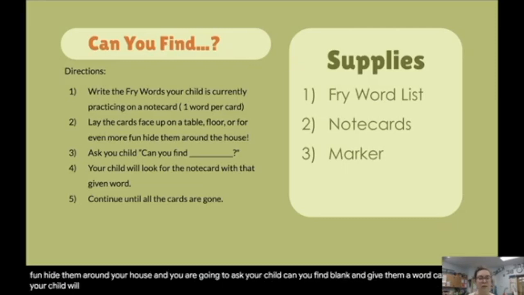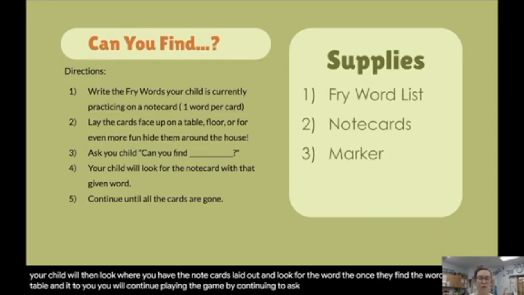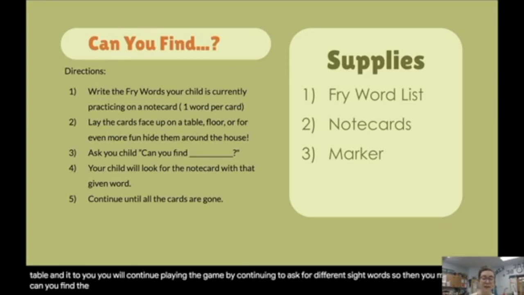Your child will then look where you have the note cards laid out and look for the word the. Once they find the word the on the table, they will pick it up and hand it to you. You will continue playing the game by continuing to ask for different sight words. So then you might ask, oh, can you find the word it?